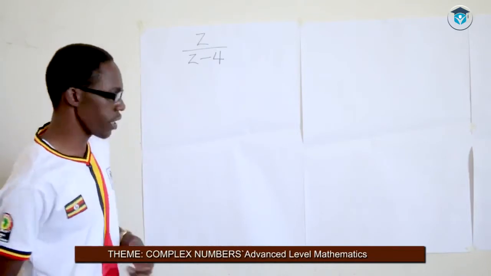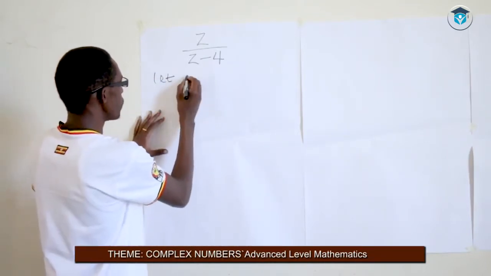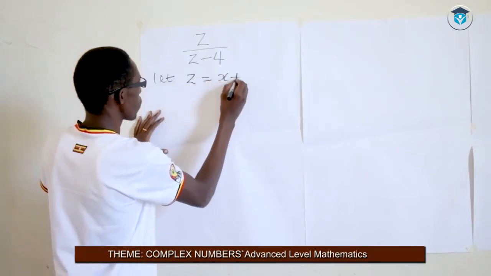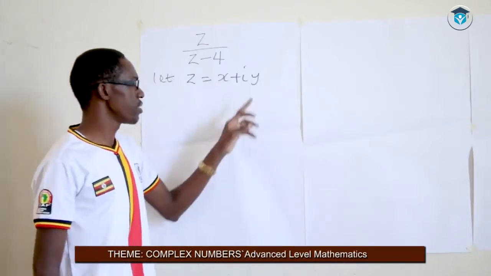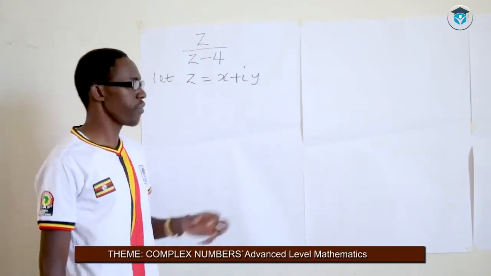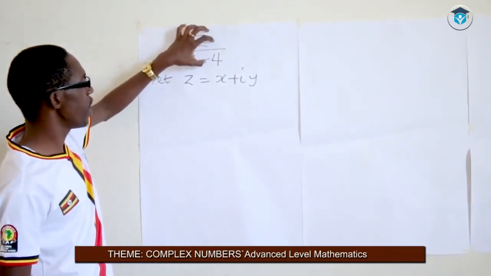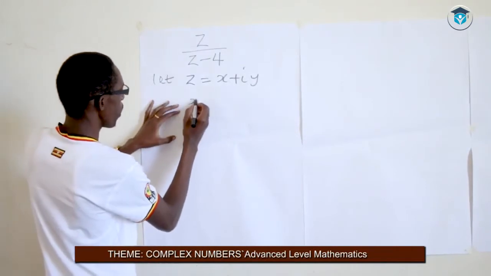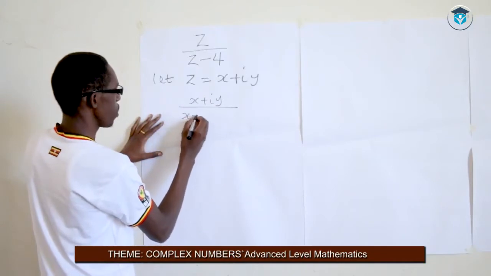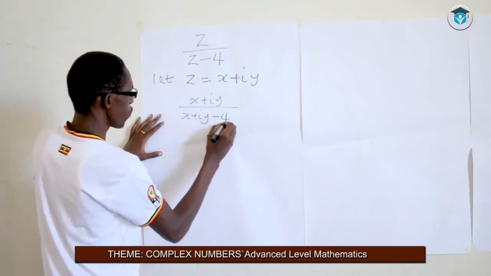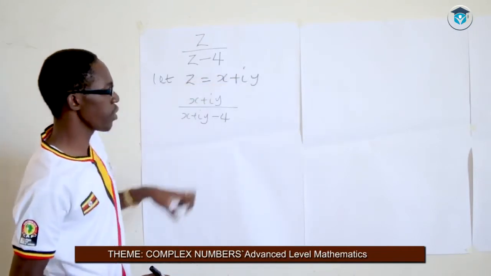So here what we shall say is, let z equal x plus iy, x being the real part and y being the imaginary part. After we have done so, we go back and substitute in this formula, and this will become x plus iy over x plus iy, then minus 4. So we are substituting x plus iy where there is z.